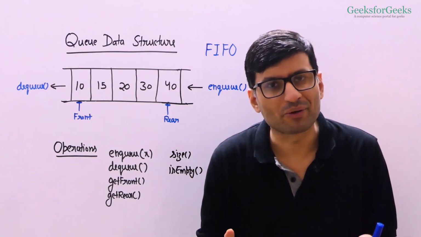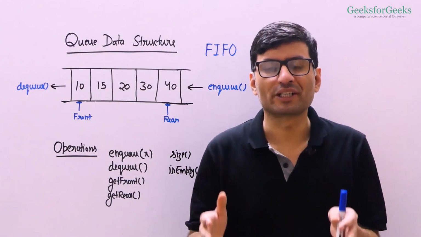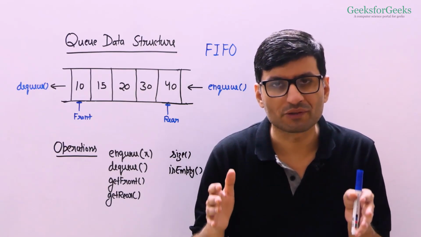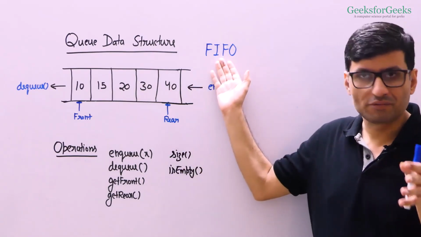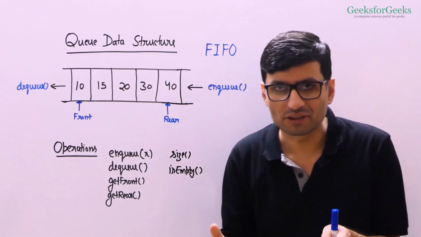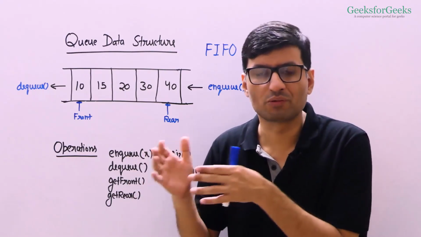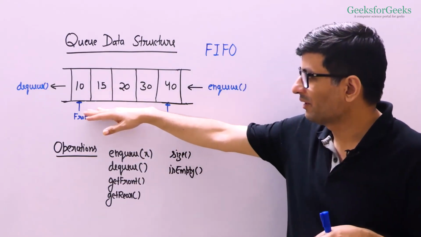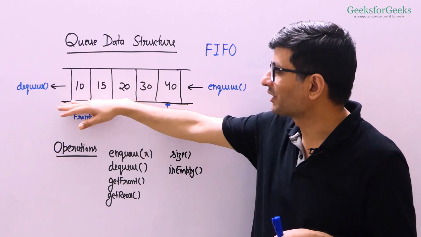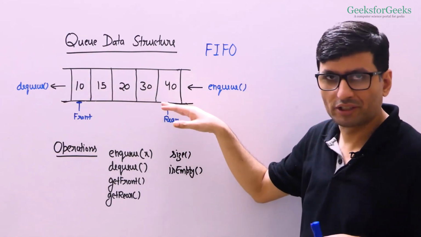Hi, let us talk about queue data structure. Queue data structure is also known as FIFO, first in, first out. Whatever items come first, they are removed first. Let's see this example. Here we have a queue with these items 10, 15, 20, 30, 40.